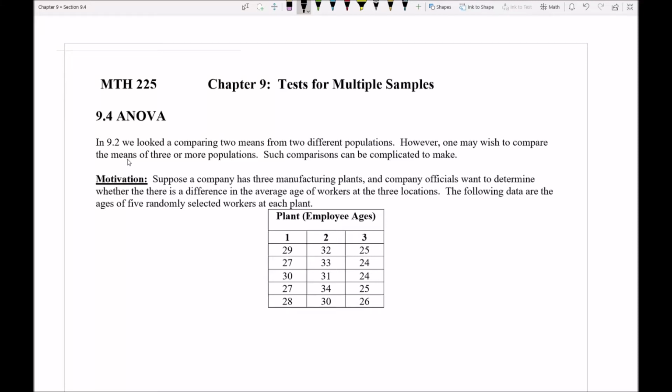In section 9.4, we're going to talk about really the last hypothesis test that we're going to need for exam number 3, which is the ANOVA test. So in 9.2, we looked at comparing two different means from two different populations. Specifically, we looked at those when we had independent samples. And in 9.3, we looked at the idea that we would test means from different samples, but they were dependent. Well, we're going to be zooming in on this 9.2 section, where we compared two means.